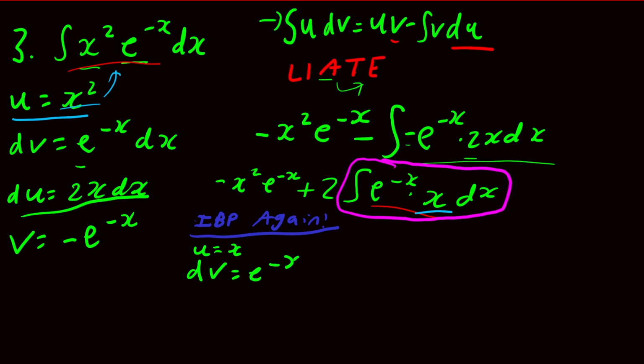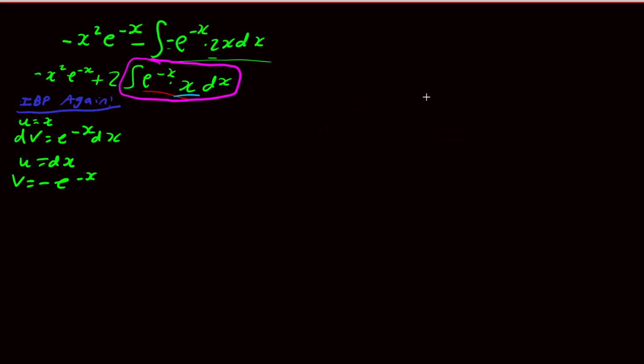So negative e to the negative x dx, and then we find our du, which is just dx, and then we find our v, which is just negative e to the negative x. Alright? So now we're going to plug everything back in again. Alright, so I just copy pasted it onto the next slide so we have a little bit more space to work with.